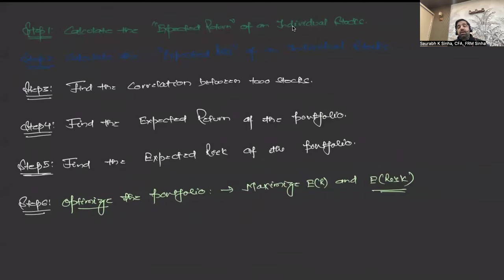Step number three. Now, this step number three is very, very critical. Find the correlation, and you can also write find the covariance between the two stocks. It's important because the whole portfolio management concept is based on this covariance or correlation. So, if you know how to calculate correlation and covariance, and you know the rationale of the formula behind the correlation or covariance, then you are at the right place to start studying portfolio management.